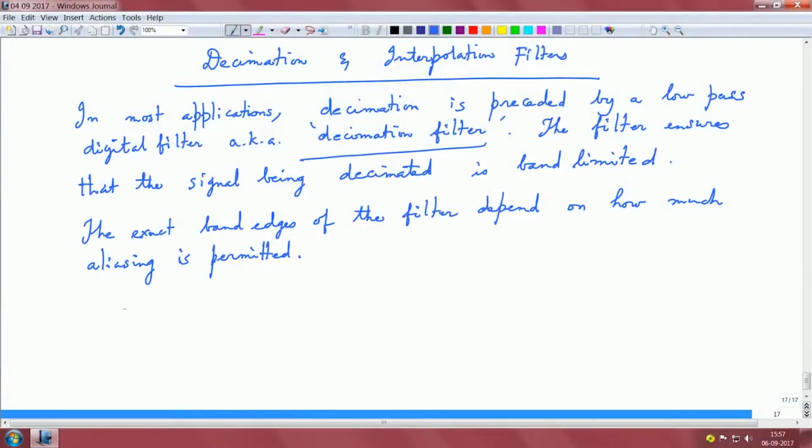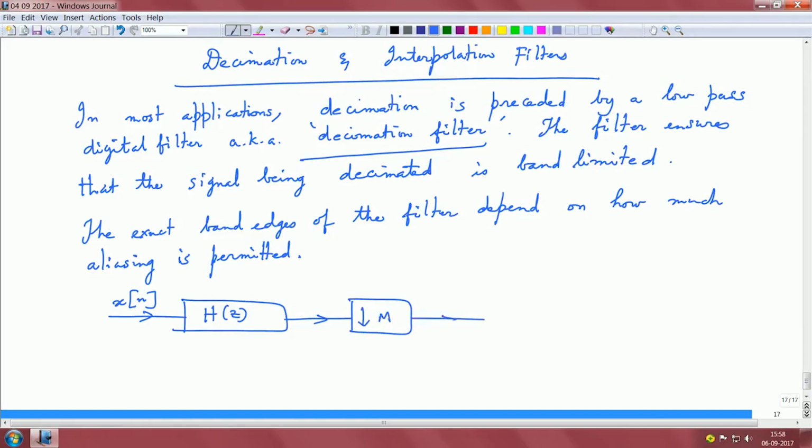These are very important practical considerations, and we will see through some examples when we talk about filter designs, etc., and you will appreciate what we are trying to do here. So, put in a nutshell, we have x of n, a discrete time signal, we have H of z, which is basically some digital filter, you downsample by some rate M, and then you get the signal y of n.